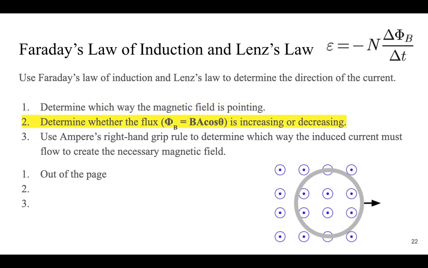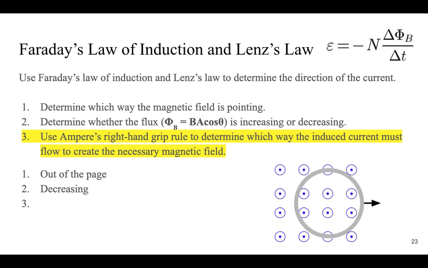So the next thing we need to determine is whether the flux, phi sub B equals B A cosine theta, is increasing or decreasing. So while that loop is in the magnetic field, it's got a constant flux because it has a constant area and the magnetic field is throughout the entire area. Once this guy gets to the edge of this magnetic field and keeps moving, it's got less flux because the magnetic field isn't going through the whole area. So in this case, our magnetic flux would be decreasing. So yeah, we're losing flux.